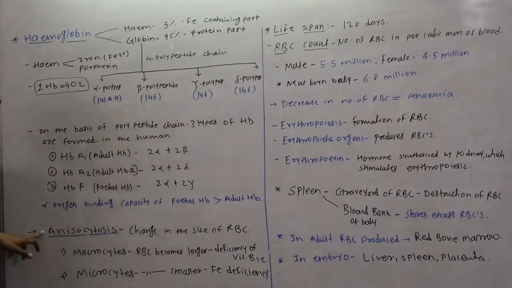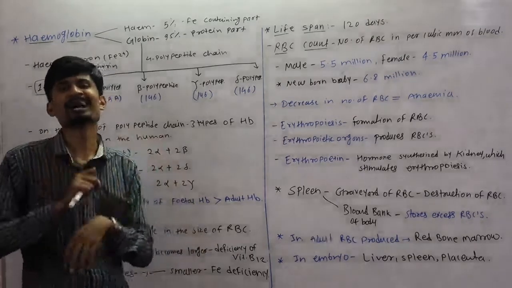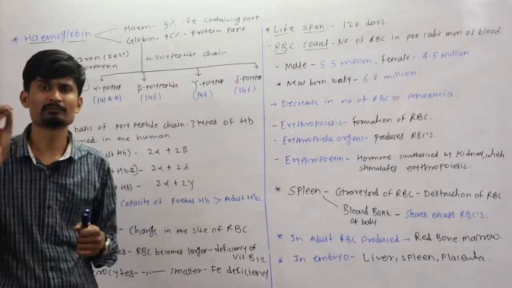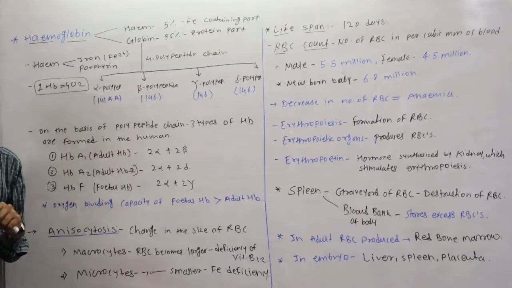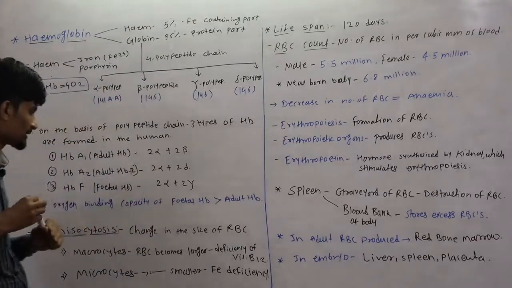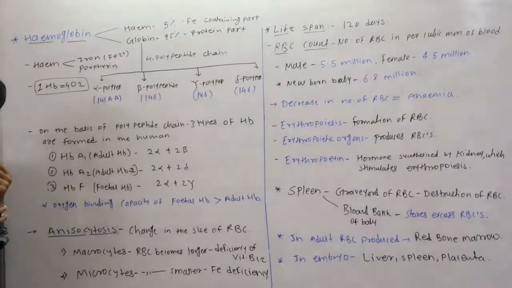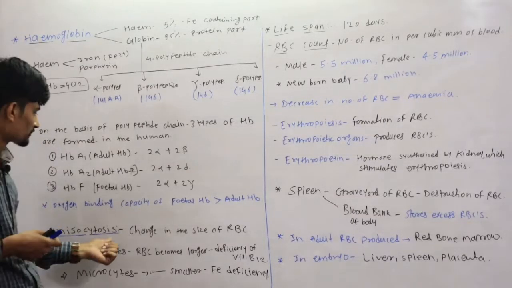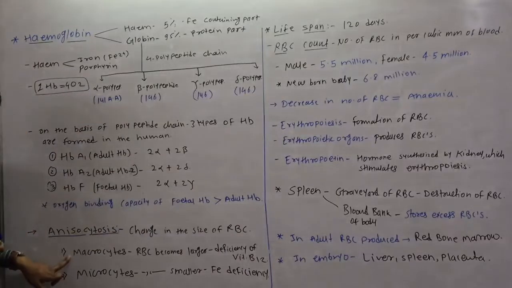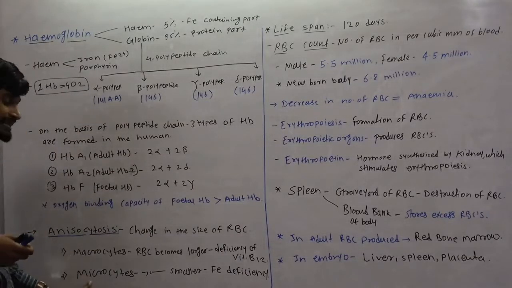Then next point, anisocytosis. Now what is anisocytosis? Anisocytosis means change in the size of the RBC. Students, basically we are studying the RBC, and in RBC the topic is the hemoglobin, because the hemoglobin is present inside the RBC. That is why we have seen the hemoglobin. So anisocytosis means change in the size of the RBC. There are 2 types, that is macrocytes and microcytes.